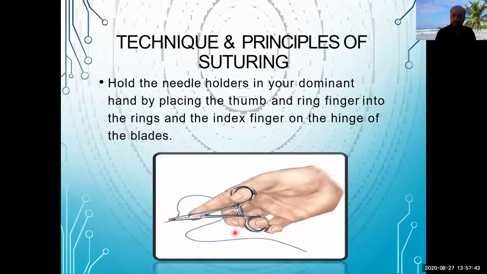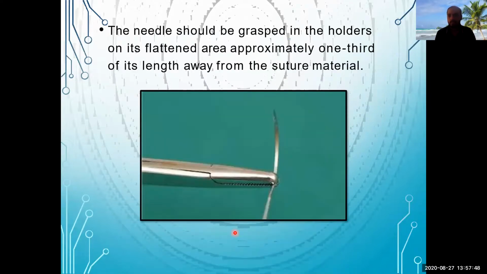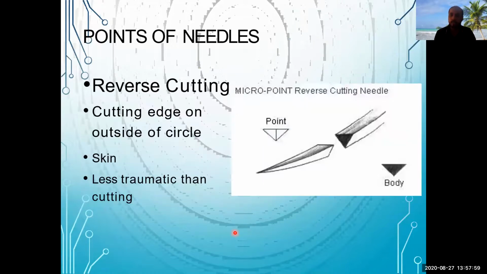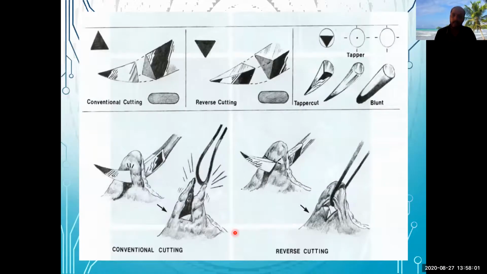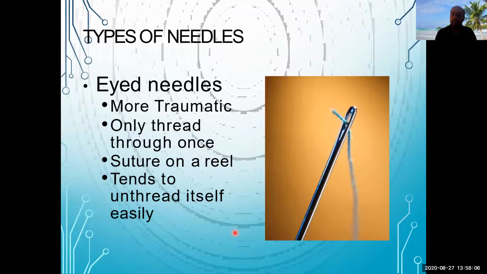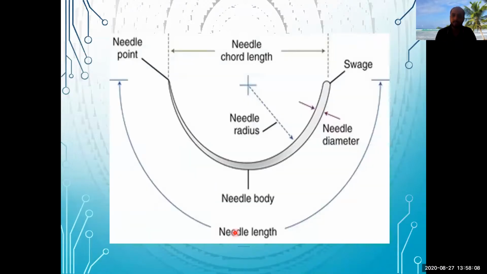Then we discussed how to hold a needle with a needle holder. We discussed the various types of needles according to their tips: round body, cutting, reverse cutting, and taper cutting also. We discussed needle sizes, types of needles, traumatic and atraumatic, and the various terms with respect to the needle: chord length, needle radius, needle diameter, needle length.